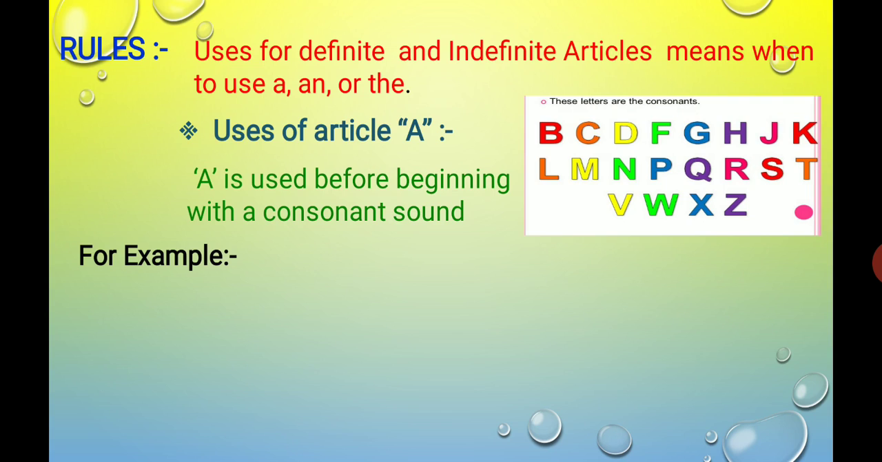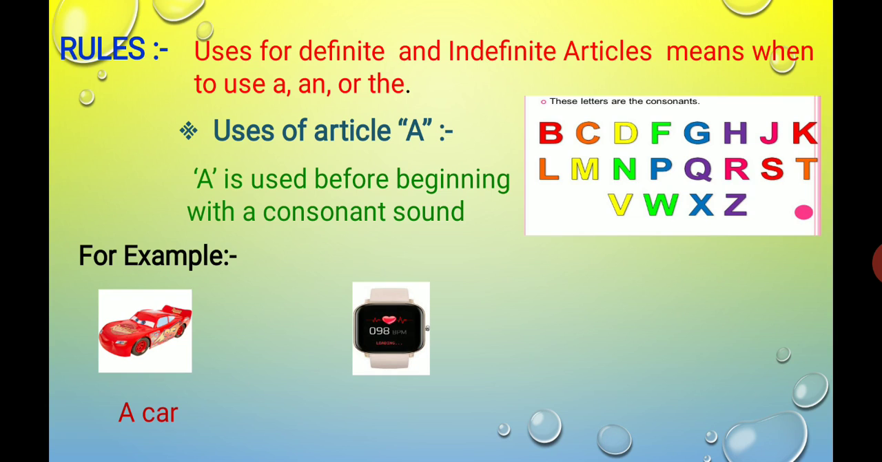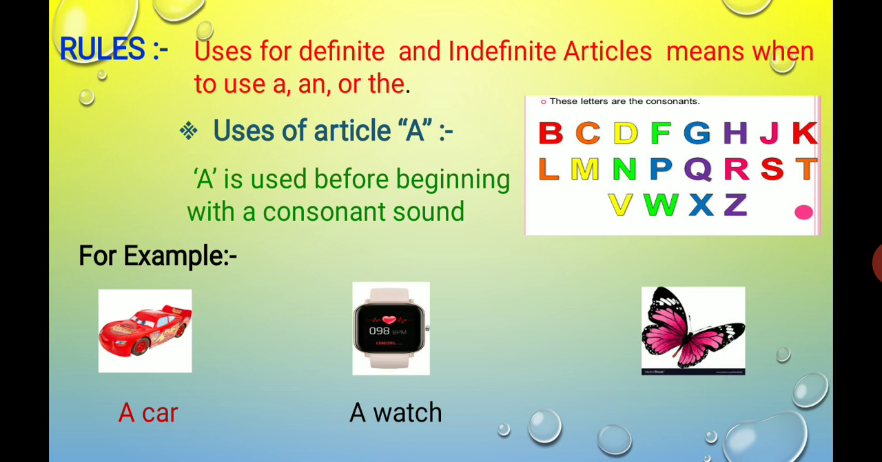Let's see the examples. Car. What is the spelling of car? C-A-R. The first letter is C. It is a consonant. So what will we use before car? A car, right? The next picture is watch. What is the spelling of watch? W-A-T-C-H. And W is also a consonant. Then what will we use before watch? A watch. And the next picture is butterfly. What is the spelling of butterfly?